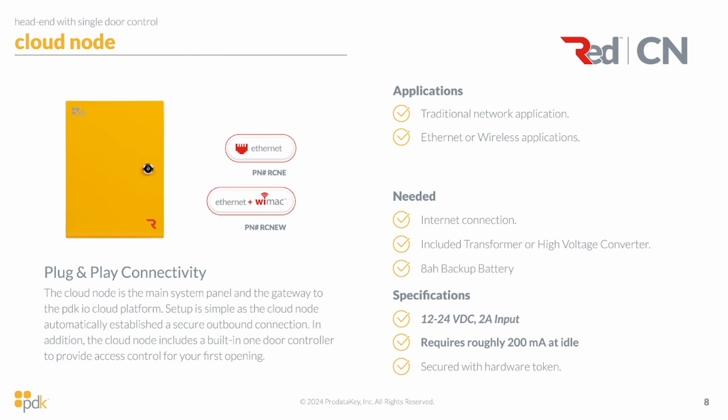So you can see in the bottom right there, we have 12 to 24 volts DC, 2 amp input. That's the provided transformer that we offer, 14 volts and 2 amps with the cloud node. And it requires roughly 200 milliamps at idle. So you can use this to calculate how much backup battery you have and how much leeway you have for powering devices off of the controller. You have 200 milliamps at idle, maybe you have 200 milliamps for a reader, maybe you have, I don't know, 50 to 75 milliamps for a Rex device. You can very easily from there determine how much time you would have with a backup battery attached to the cloud node, or how much leeway you have to plug in, say, a strike or a mag lock.